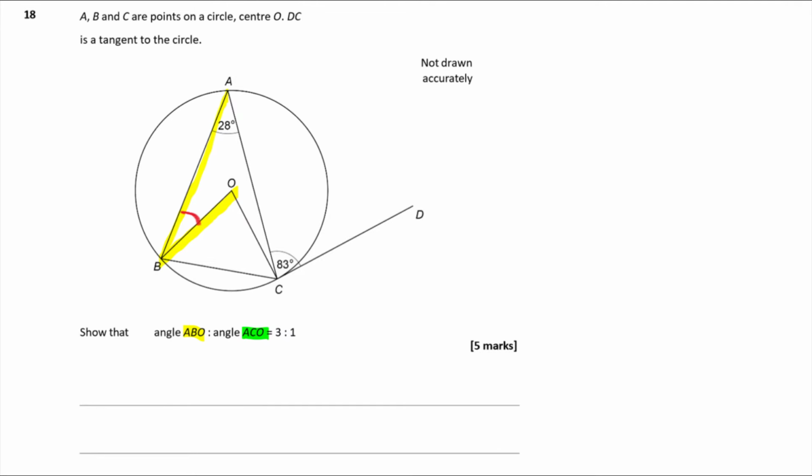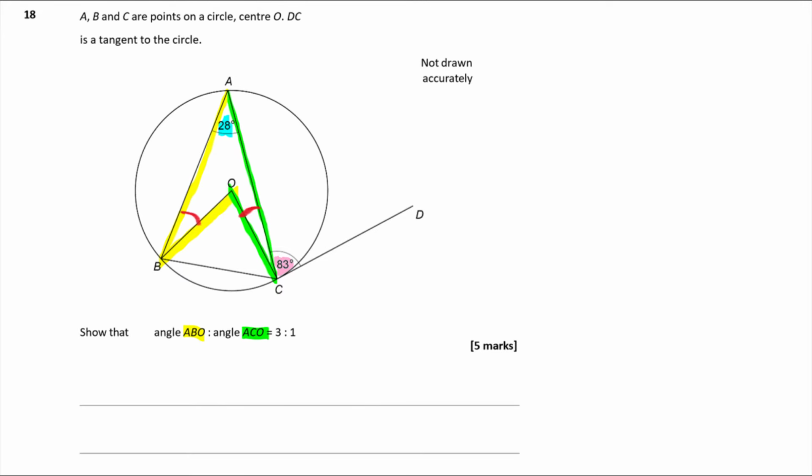So angle ACO is there, down there, and down there. So we need to know that angle there as well, okay. So we need to find those two angles, and we need to show that they are in the ratio of 3 to 1, okay. But how are we going to do that? Well, first off, what do we know? We know this angle up here, 28, and we know this angle down here.